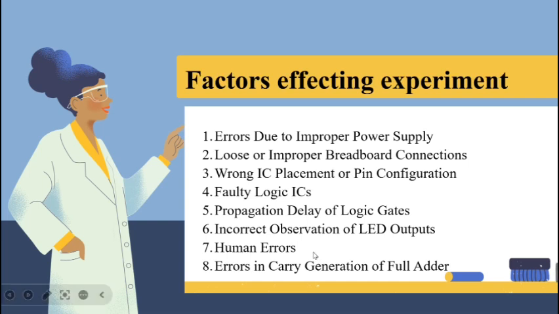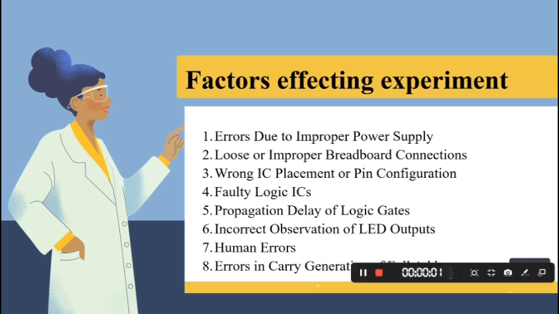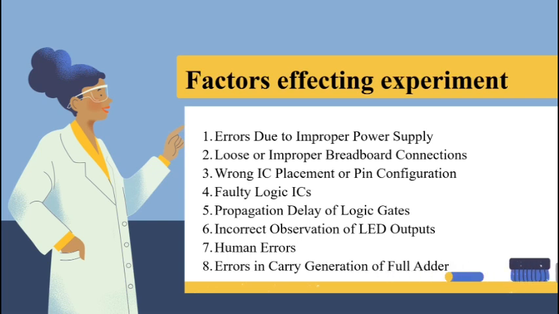Human errors. Human mistakes are among the most common causes of incorrect results. Examples: wrong truth table entry, incorrect wiring, misreading IC pin numbers, wrong interpretation of outputs, failure to check carry input in full adder. To prevent this, follow the circuit diagram carefully, cross check truth tables, record observations systematically, and repeat the experiment to verify the result.